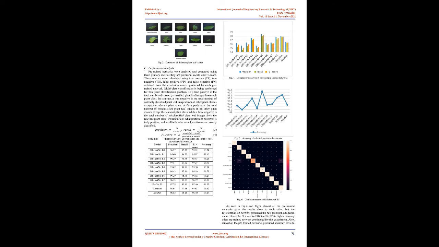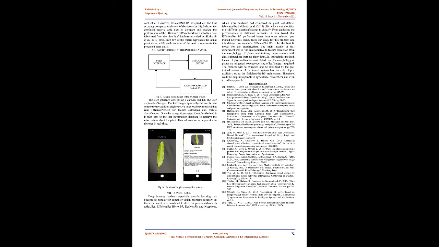C. Performance analysis. Pre-trained networks were analyzed and compared using three primary metrics. They are precision, recall, and F1 score. These metrics were calculated using true positive, TP, true negative, TN, false positive, FP, and false negative, FN, obtained from the confusion matrix produced by each pre-trained network.